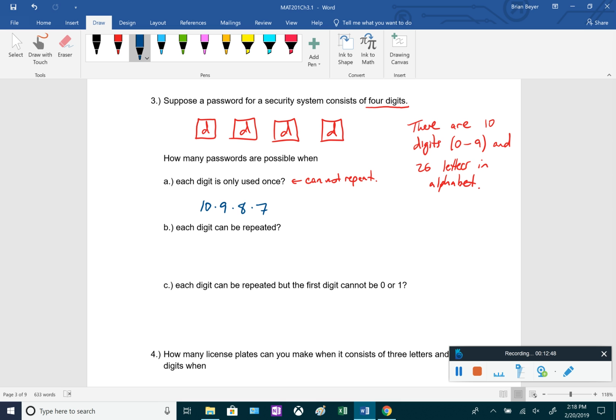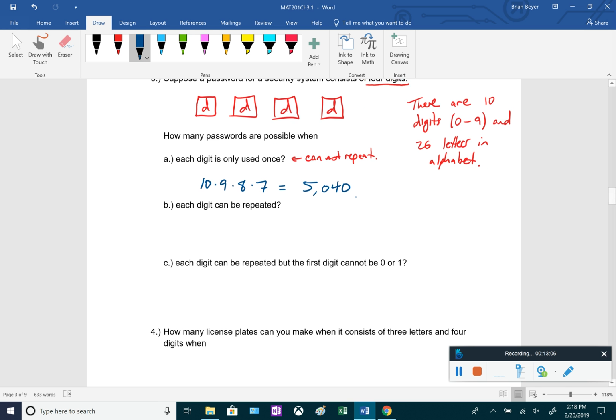So it's 10 times 9 times 8 times 7. We're multiplying them because of the fundamental counting principle. There are 5,040 different combinations, which is a decent amount for a 4-digit password.